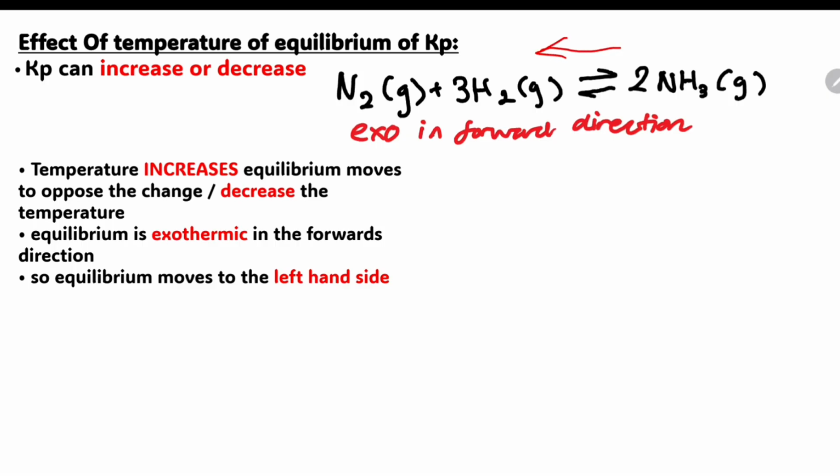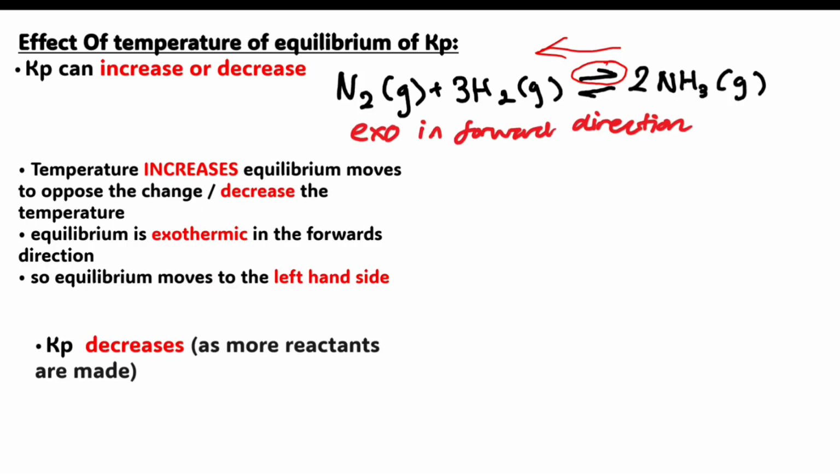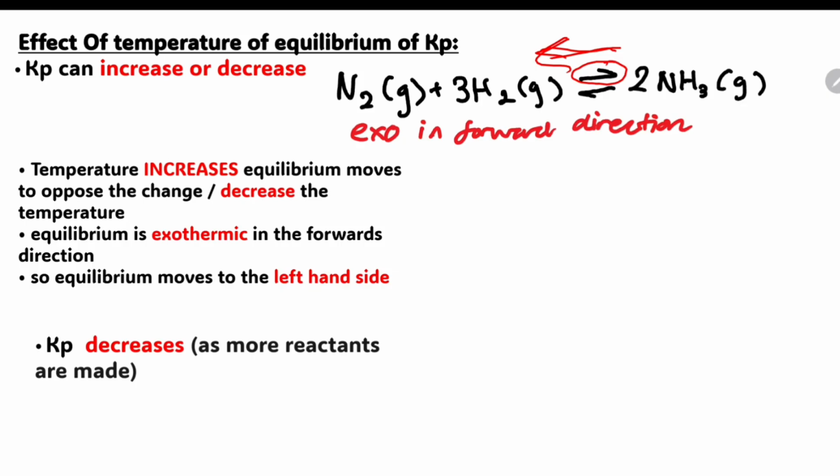Because temperature increases, equilibrium moves to decrease the temperature. It moves that way because the reaction is exothermic in the forward direction, so equilibrium moves to the left-hand side. Therefore Kp decreases, because less products are being made as it moves in this direction, and more reactants are made.